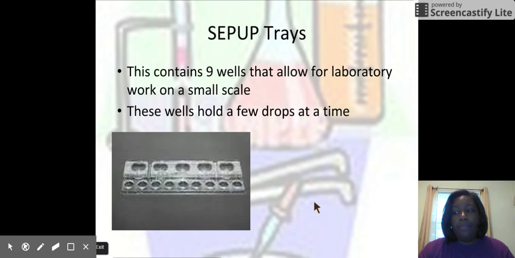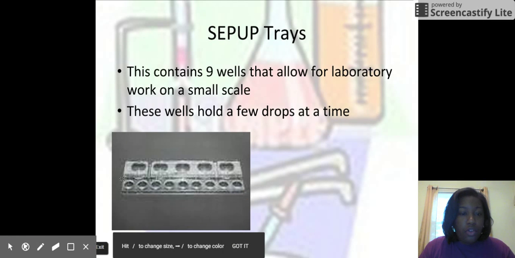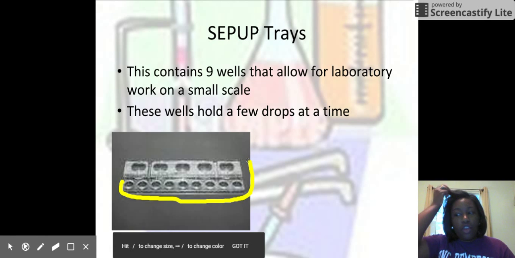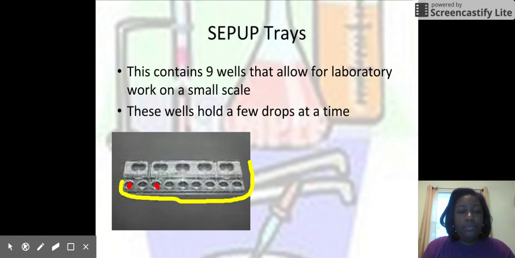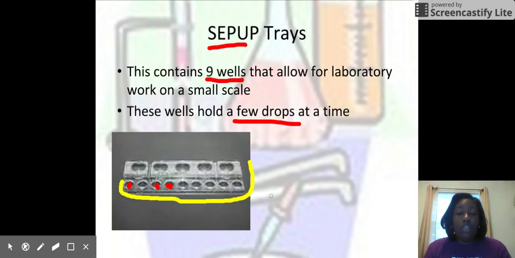A CPUP tray is exactly what it looks like. These are wells right here. And you will drop that liquid into the wells right here. So you drop those 2 drops of liquid. And that basically is so you don't waste that liquid. It holds just a few drops, and the CPUP tray has 9 wells. And it allows for a smaller scale to be measured or to mix with.